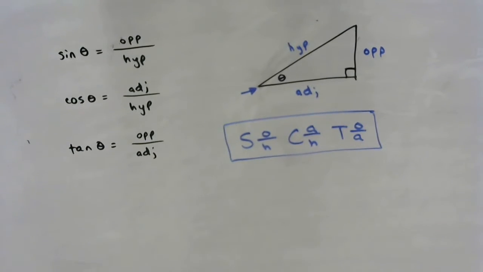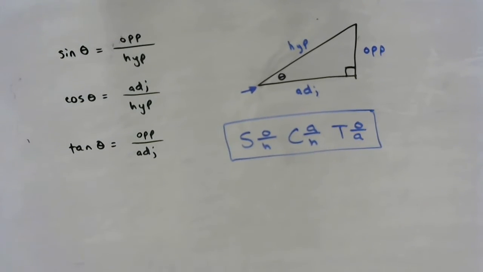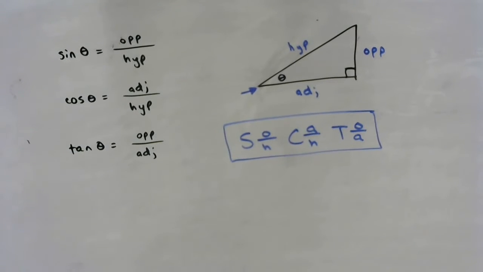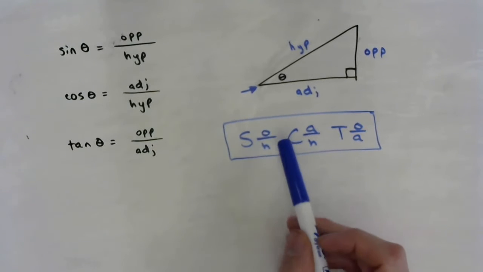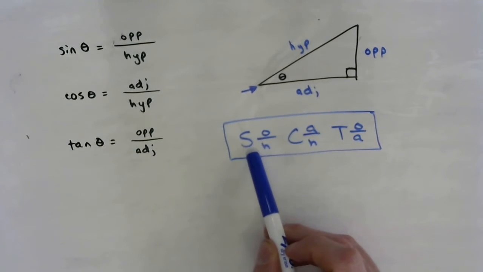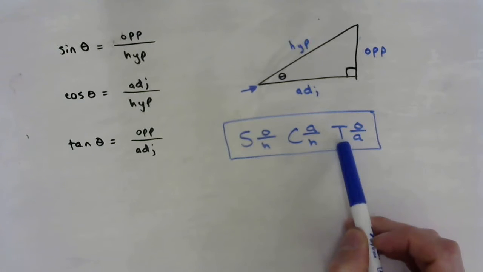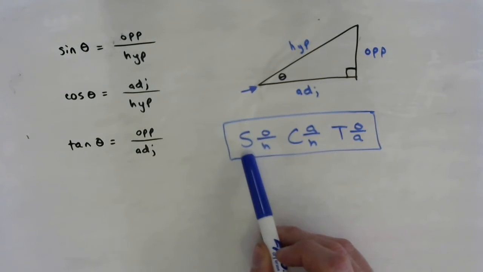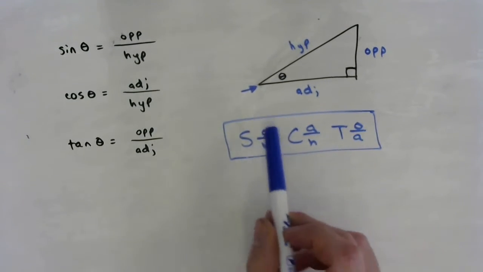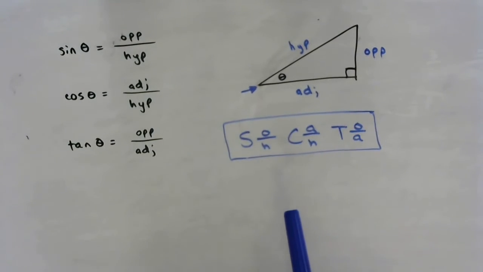SOH CAH TOA! And now you'll never forget it. Isn't that great? So if you have opposite and hypotenuse, you're going to use the sine ratio. If you have opposite and adjacent, you're going to use the tan ratio. If you need the hypotenuse and you have other stuff, you can use cosine or sine ratio. Make sense? Okay?